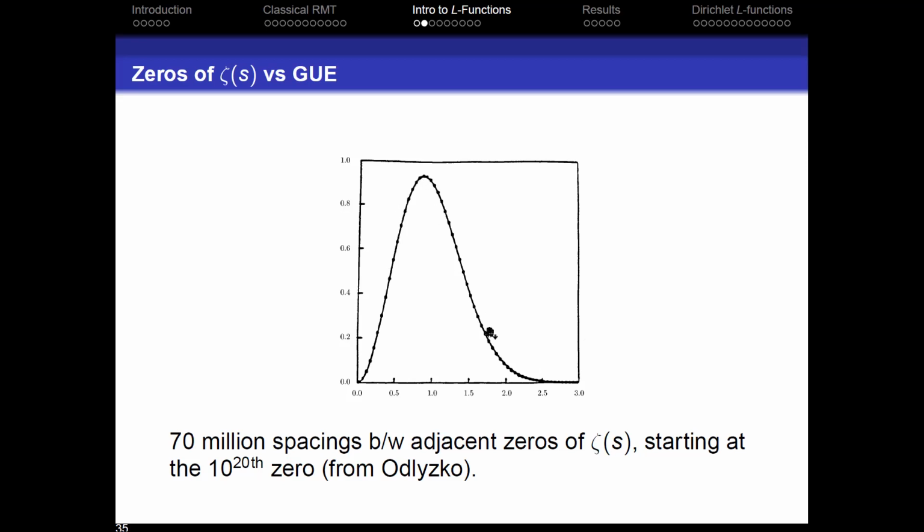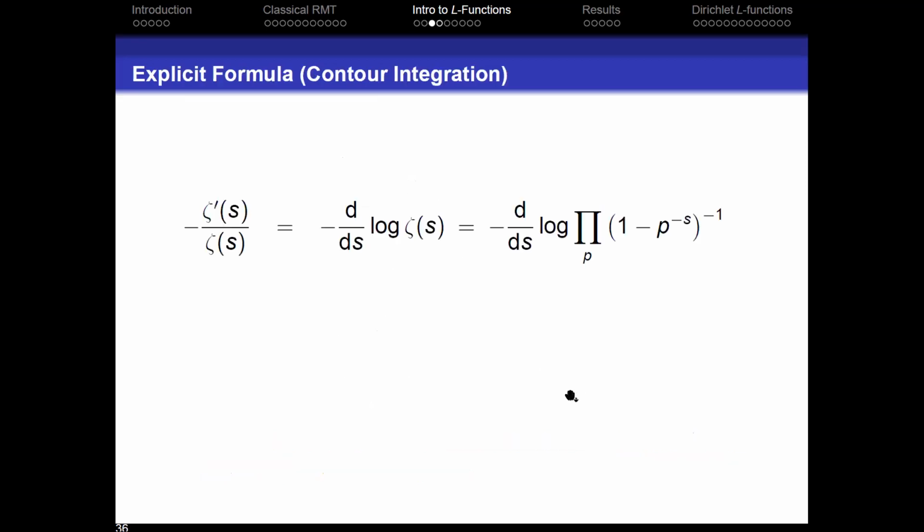So there's a tremendous fit between the spacings between zeros on the Riemann zeta function side and random matrix theory. You can look at the differences and look at the lower order terms, the fluctuations, and there's a decent theory about that as well. But right now we're concentrating on the main term. So far from a proof, but a beautiful numerical observation.